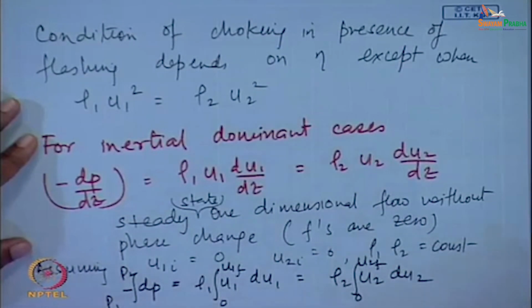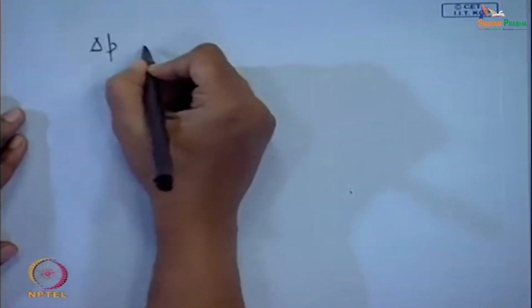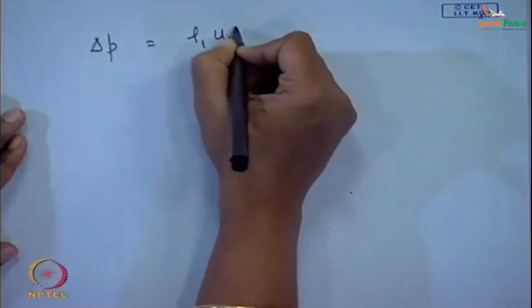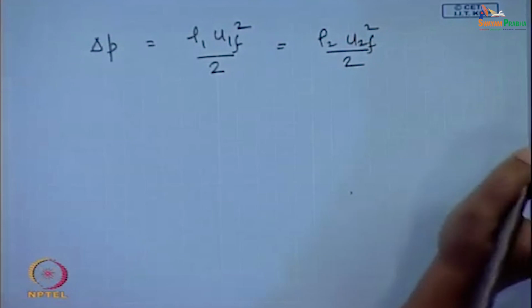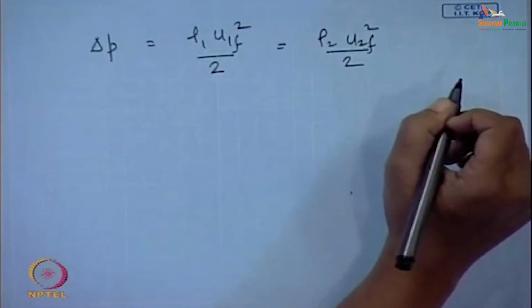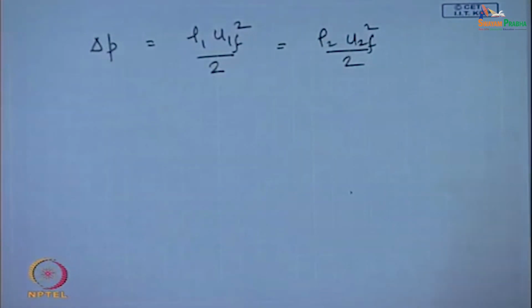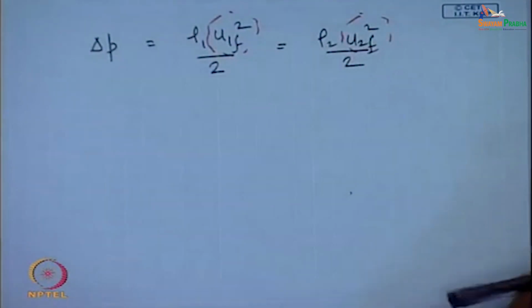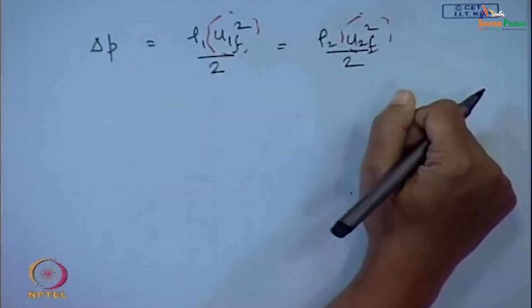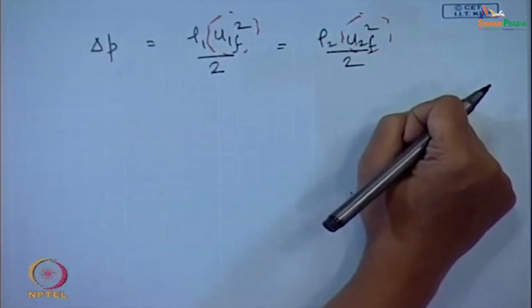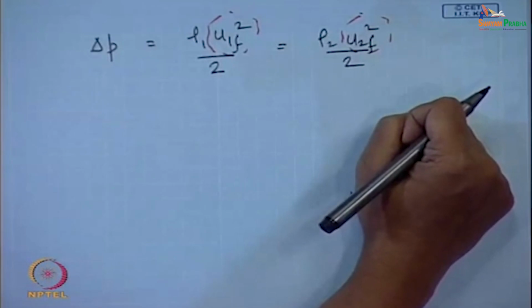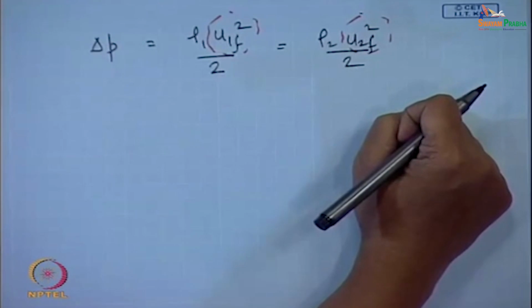So, if we perform the integration, what do we get? We get delta p equals rho 1 u 1 final square by 2, which is equal to rho 2 u 2 final square by 2. Agreed? So, how are the final velocities of the two fluids related after flowing through the nozzle, assuming that they started with a very low initial velocity, they were almost at rest, and the flow was occurring under steady state one dimensional flow conditions without any phase change or without much interaction between them.